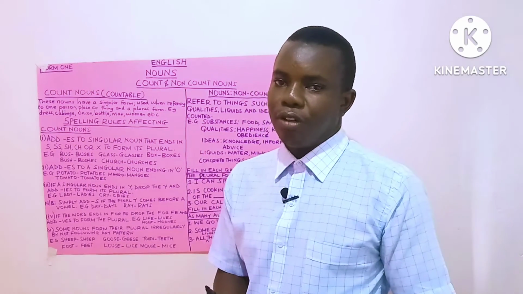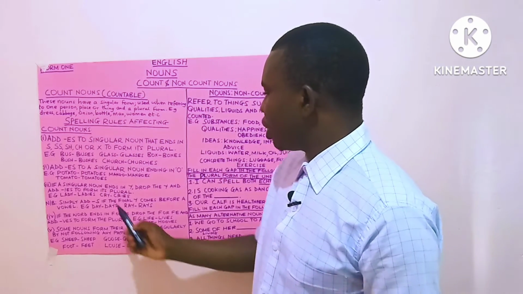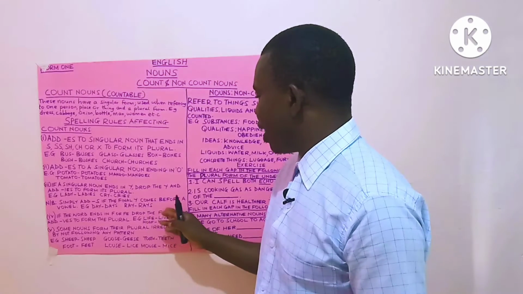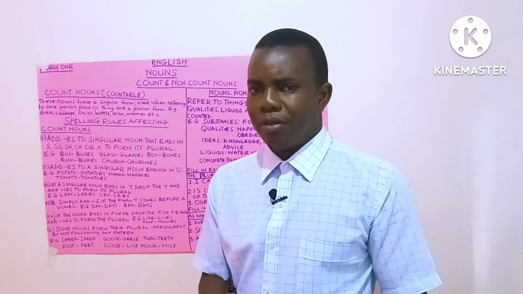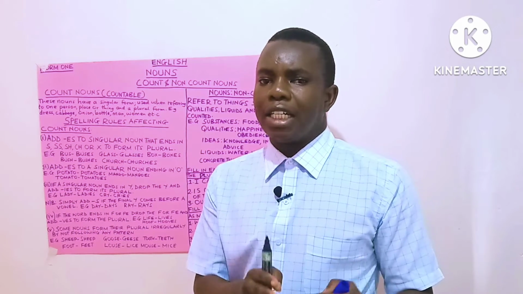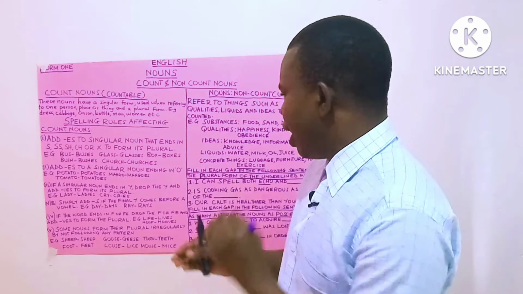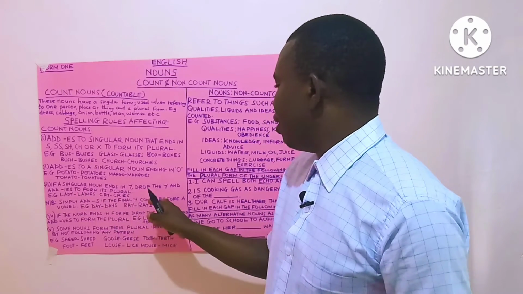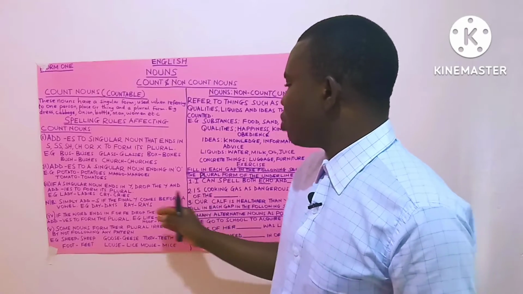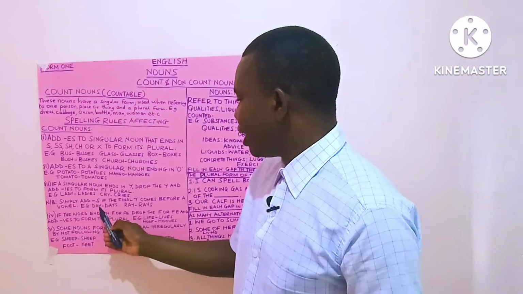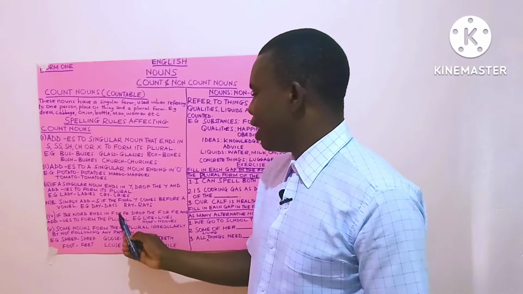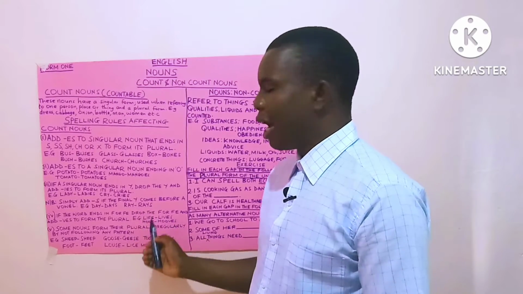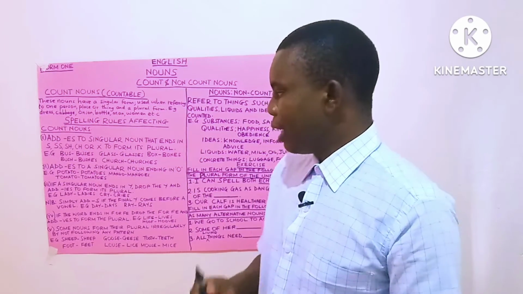Let us also note, viewers, that we simply add S if the final Y comes before a vowel. In an event that the Y comes before a vowel, like in day, we simply add S to form days. Ray, we also add S to form rays.